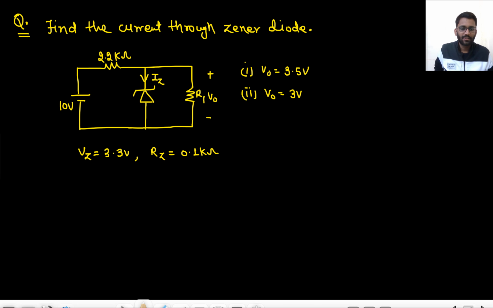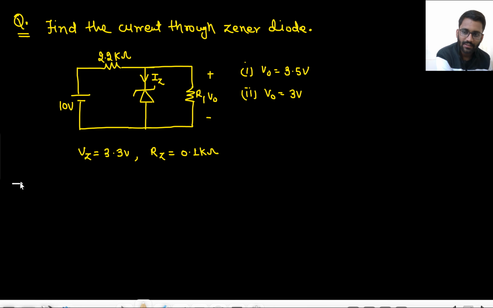Now let's just solve a problem. In this case, neither the supply is varying nor the resistance is varying. Although I have given different voltages, so we can take that the resistance is varying. Basically, you need to find the current through the Zener diode. For the first case V0 is 3.5 volt, for the second case V0 is 3 volt. Vz is given, that is 3.3 volt, and Rz is 0.1 kilo ohm.